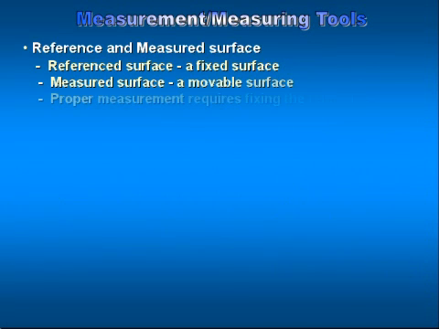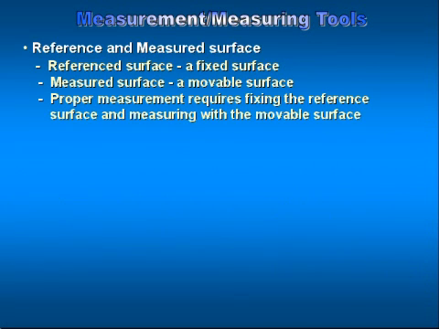Provided here is a list of key points to remember when making measurements. To begin with, there's a difference between a reference surface and a measured surface. A reference surface is a fixed surface. A measured surface is a movable surface. And so the proper measurement requires fixing the reference surface and measuring with the movable surface.